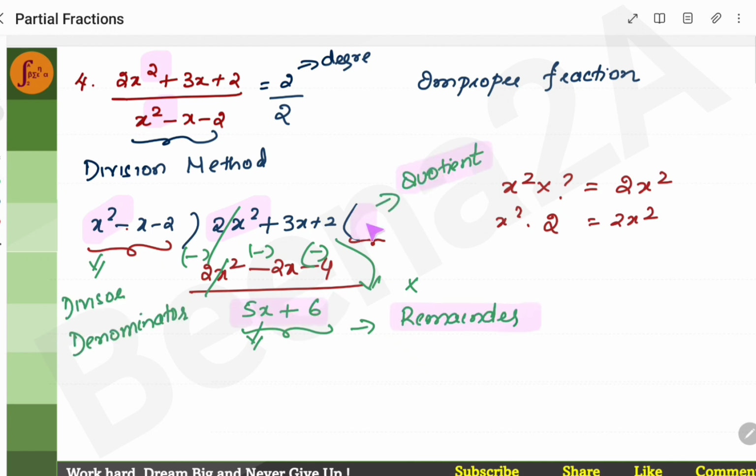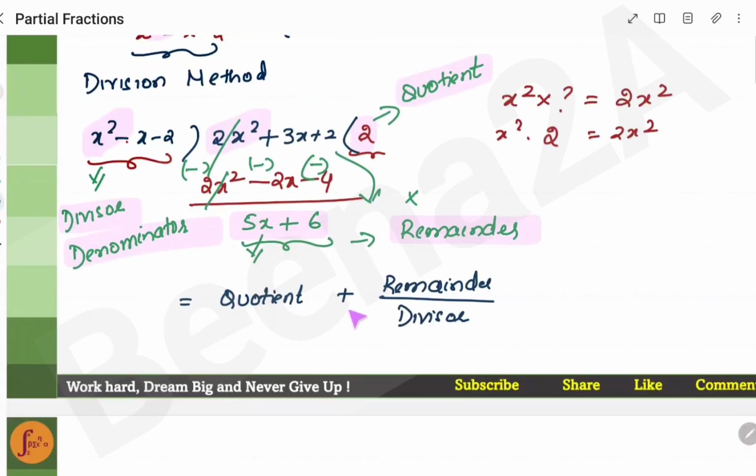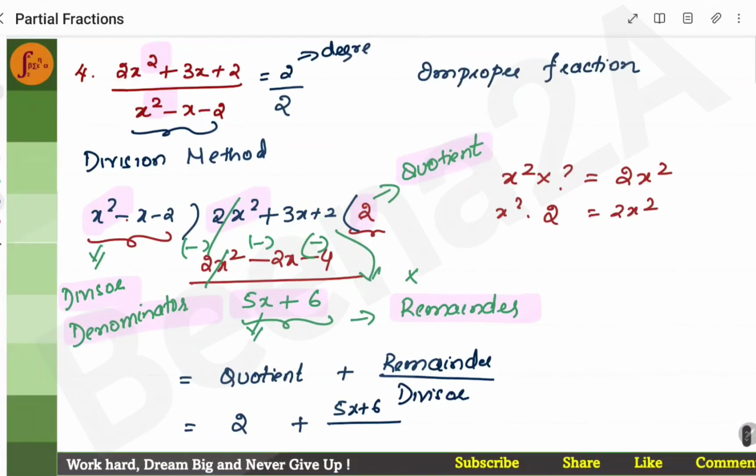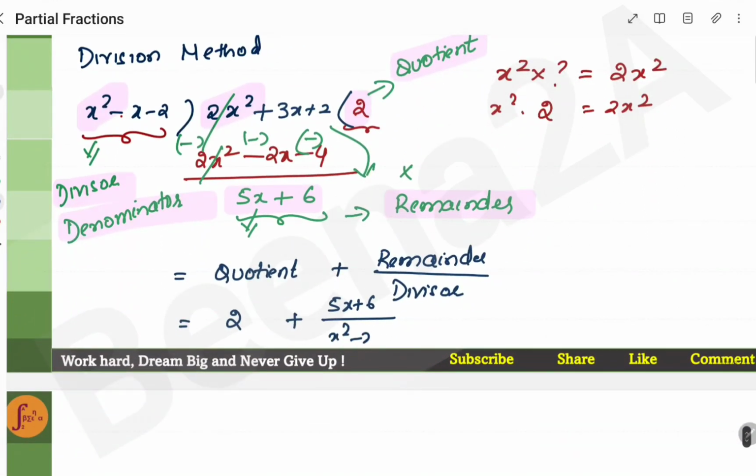This is the quotient 2 and this is the divisor. So we have to write it in this form. Quotient plus remainder by divisor. What is quotient? 2. What is remainder? 5x plus 6. What is divisor? This one. X square minus x minus 2. Right? Now let's call this as equation 1. Now we'll have to resolve this entire thing into partial fractions, right? Once we resolve this into partial fractions, you add this quotient to that partial fractions and you get the final answer.